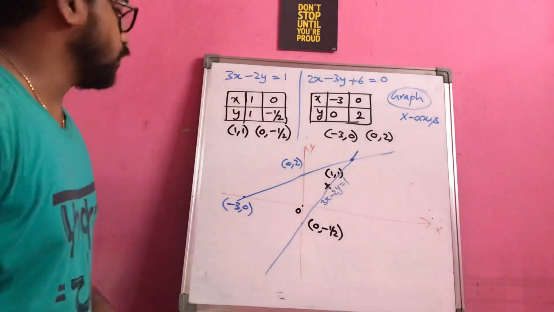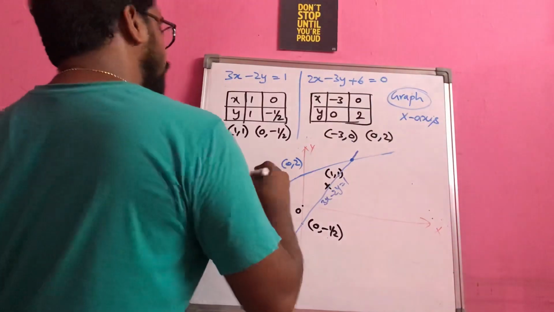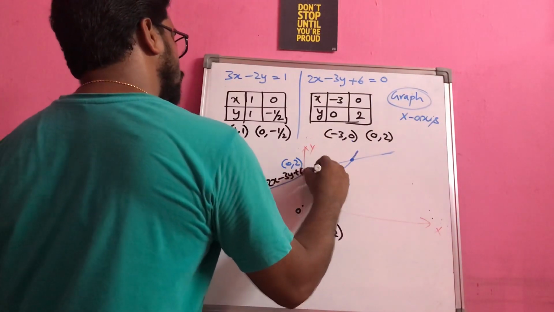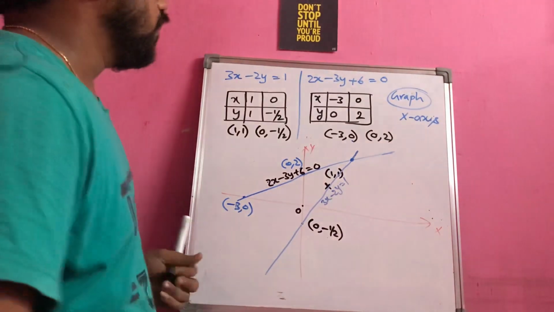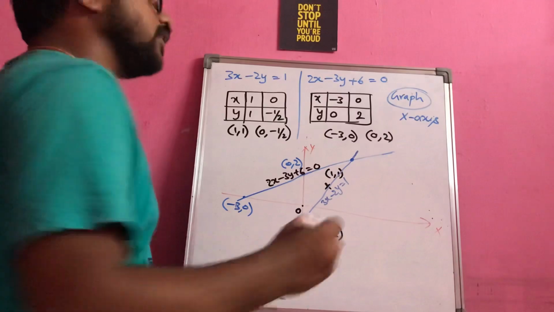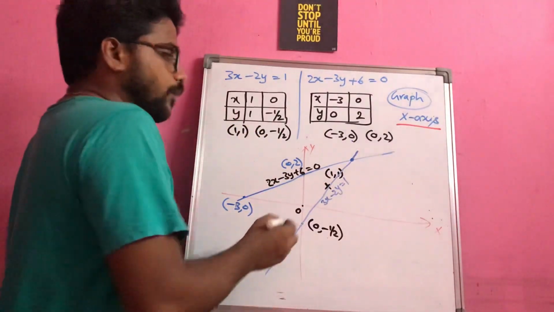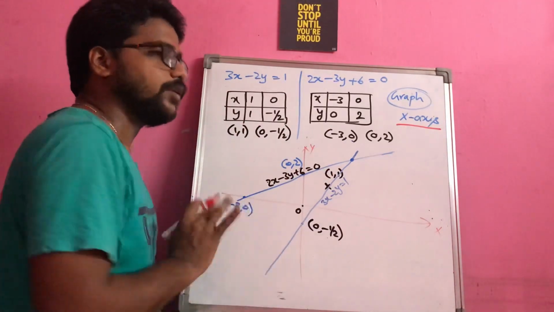Now please understand this one. These two lines we got, and this is the second line. You can represent the line equation here: 2x minus 3y plus 6 is equal to 0. Now try to understand here. They are asking in the question with respect to the x-axis. So obviously the region bounded by these two lines means these blue lines together only.